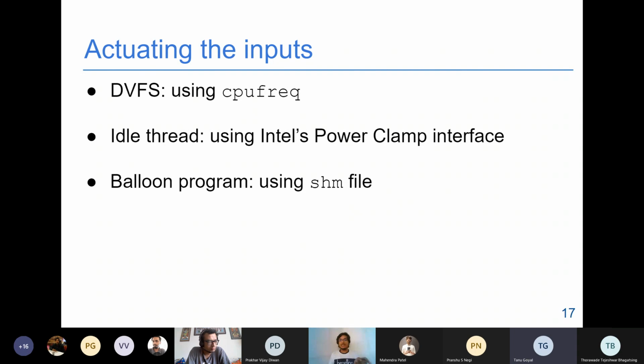Now, how are the inputs actually given to the computer system? Till now, we have just looked at inputs in an abstract manner, but how do we set the DVFS level, or how do we execute the idle thread? To do that, we use the following 3 interfaces. To set the DVFS level, we use an interface called the CPUFreq interface. To execute the idle thread, we use Intel's powerclamp interface. And finally, for execution of the balloon program, we use an SHM file.